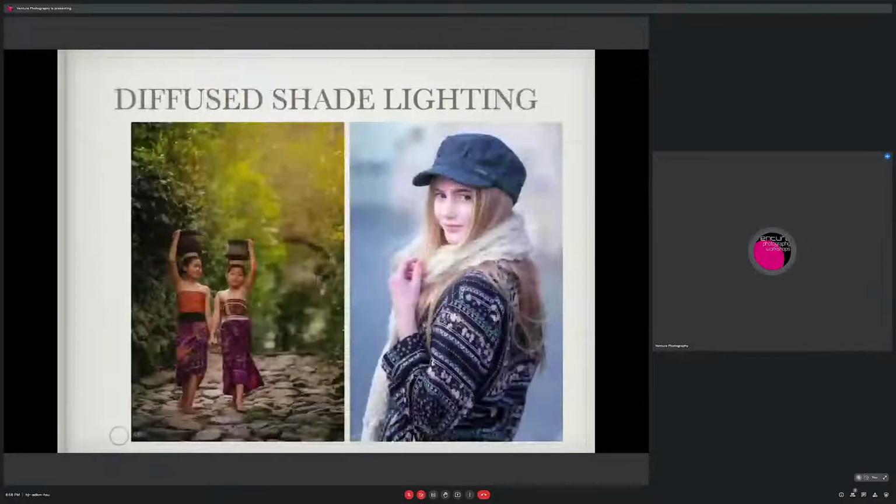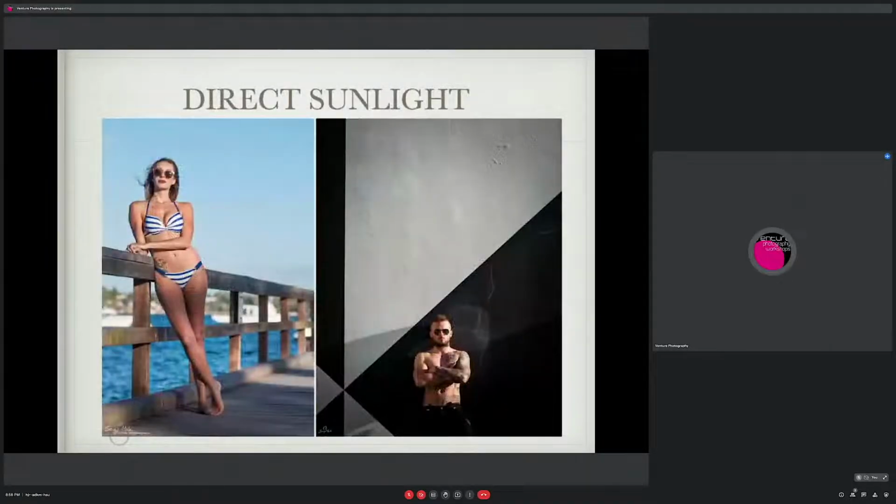You can have diffused shade lighting to create soft light, like in this, photographing the shade on an incredibly overcast day. Or you can use direct sunlight for the hard, I suppose, fairly modernish kind of look to it.